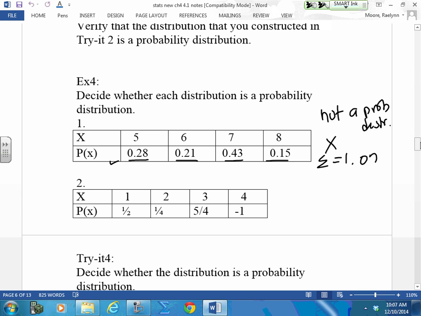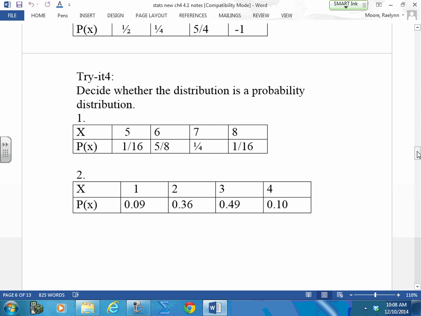Take a look at the second one. They got -1 and 5/4. First of all, 5/4 is greater than 1, isn't it? That can't happen. It has to be between 0 and 1. And do we ever have negative probabilities? No. We may lose things, but we don't have negative probabilities. So this one was not a probability distribution. All right, take a minute and look at these two.